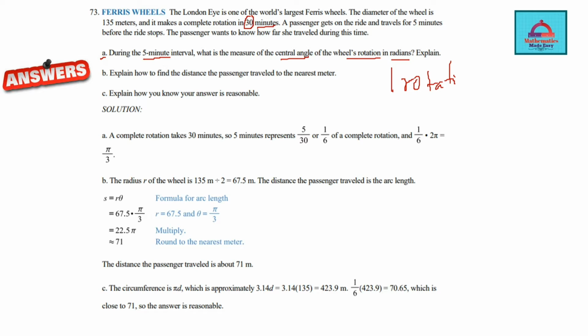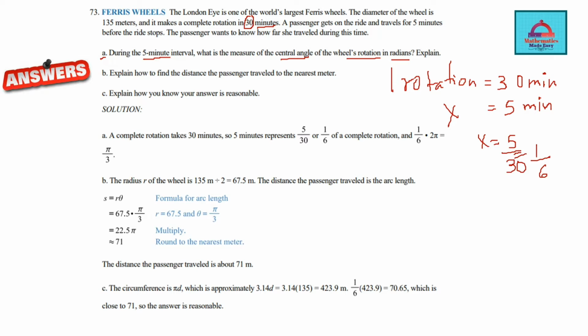One rotation takes 30 minutes. Now you need to see in 5 minutes how much part of the rotation you are taking. You don't know, so take it as x, and then you cross multiply and find that x. So 5 will multiply with 1 to give the same thing, x will multiply with 30. So in order to get this x, you divide 5 by 30. So what is this fraction?